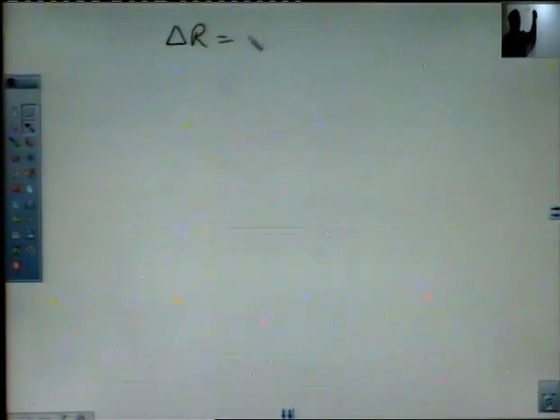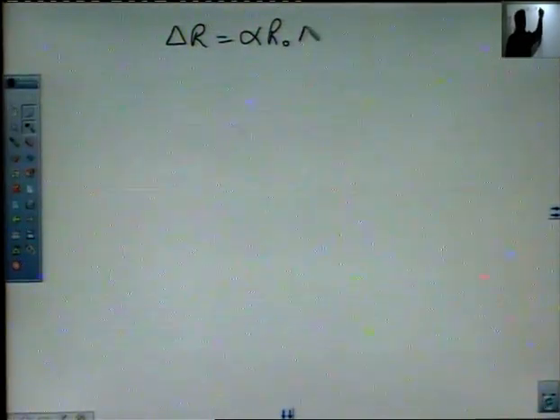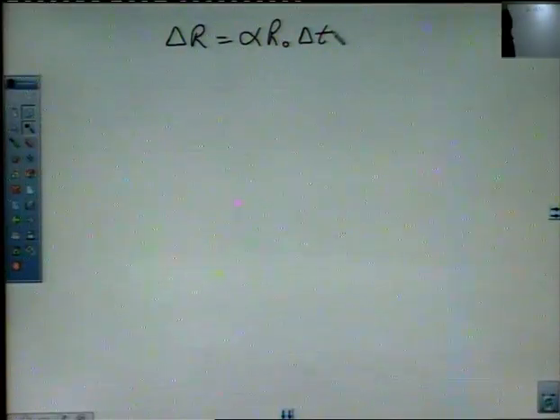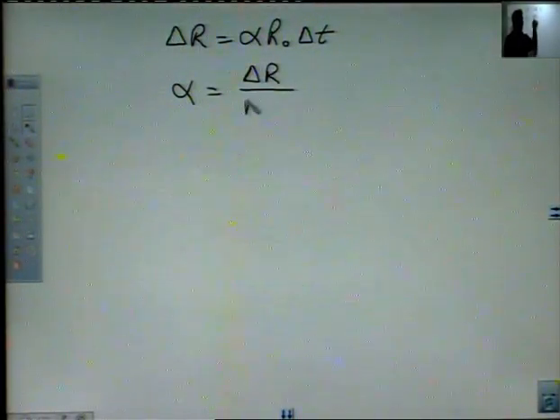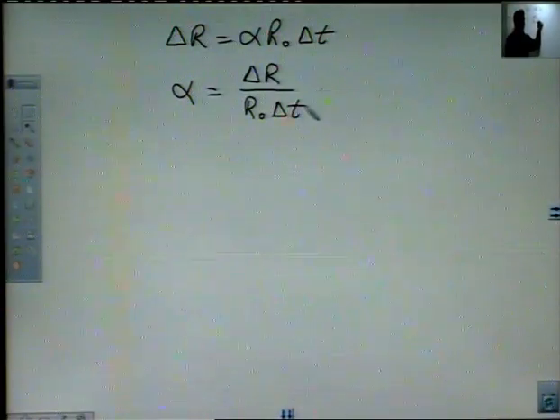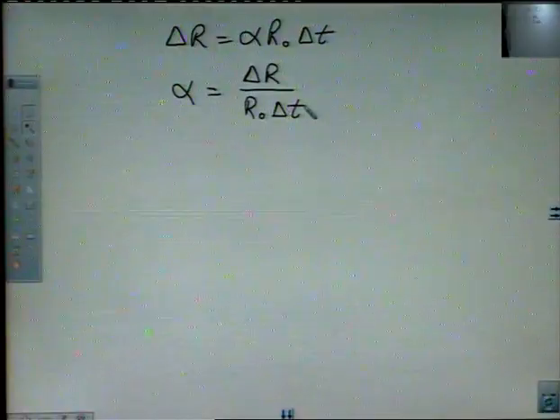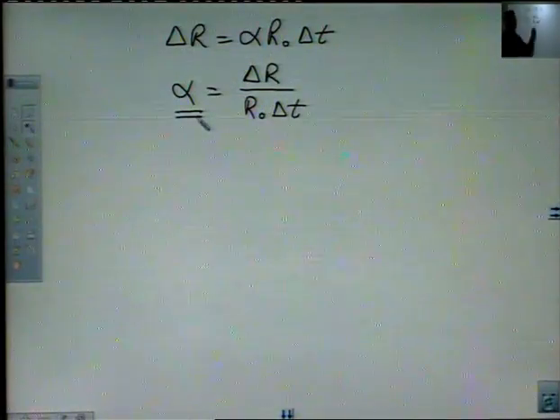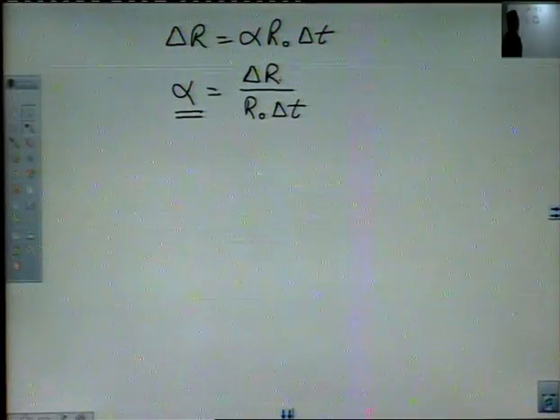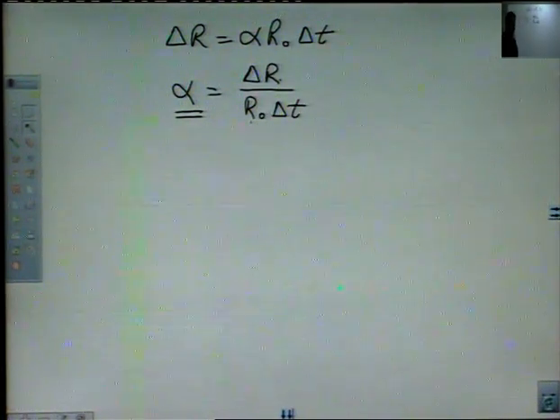So, we will define this temperature coefficient of resistance now. Delta R is equal to alpha R naught delta T, and from this equation you can write alpha is equal to delta R over R naught delta T. So, from this equation you can define the temperature coefficient of resistance as change in resistance, delta R, per unit original resistance, R naught, the original resistance of the conductor before change in temperature, per unit change in temperature, delta T, the change in temperature of the conductor.